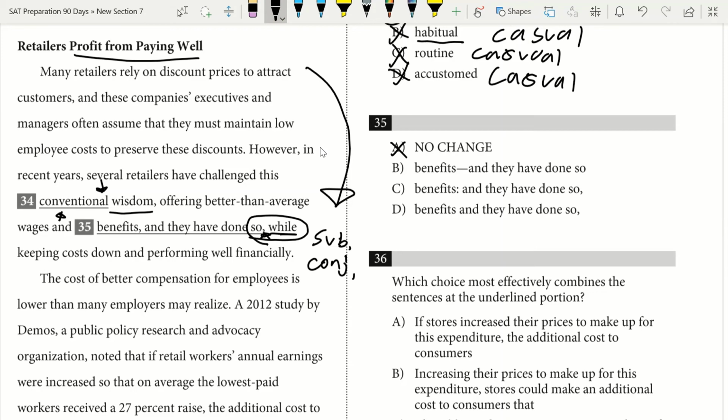So already I know A is going to be wrong. I see C also has a comma there, and D also has a comma there. So I know C and D are going to be wrong as well, and my correct answer for 35 is going to have to be answer choice B. As far as things we can take away from that, anytime we have a subordinating conjunction after an independent clause, we do not want a comma before it. That is not allowed grammatically. So that allowed me to take away A, C, and D and solve for B right away.